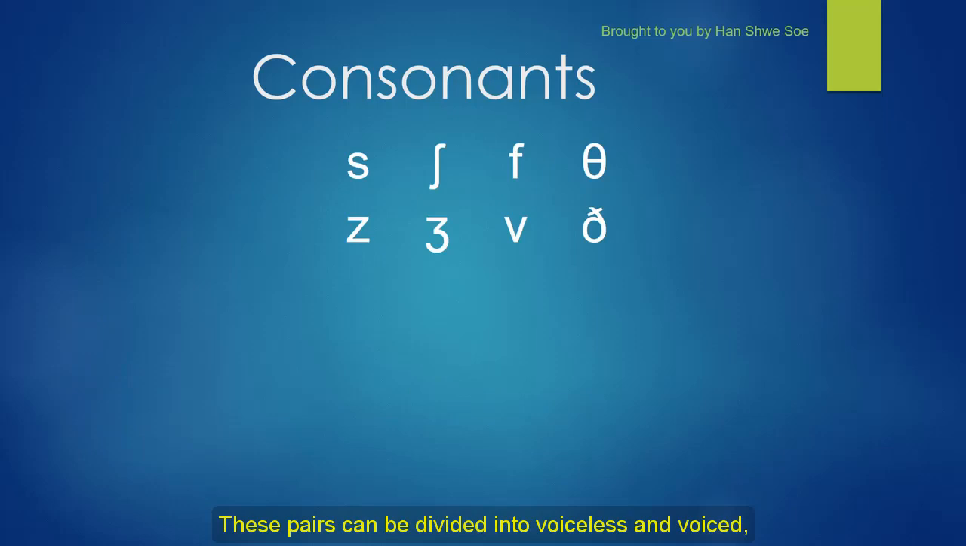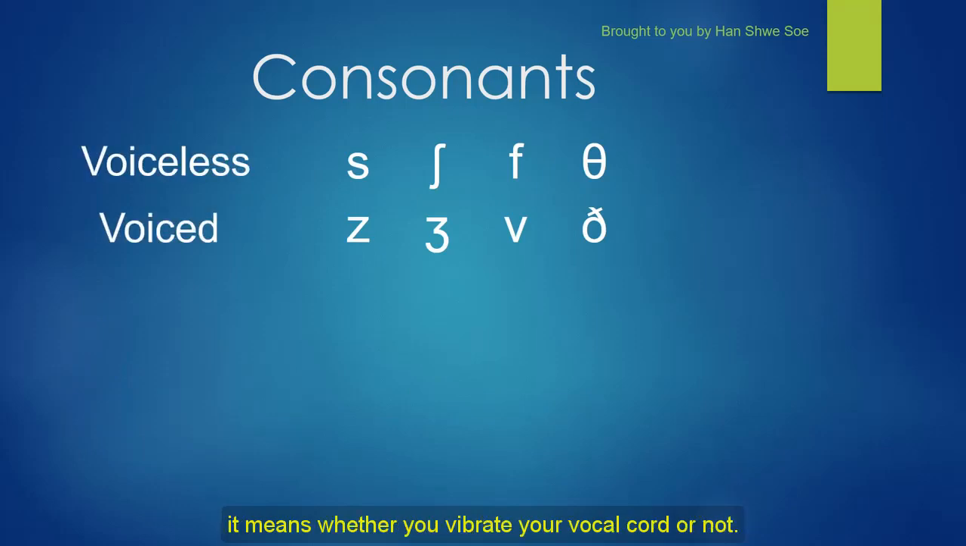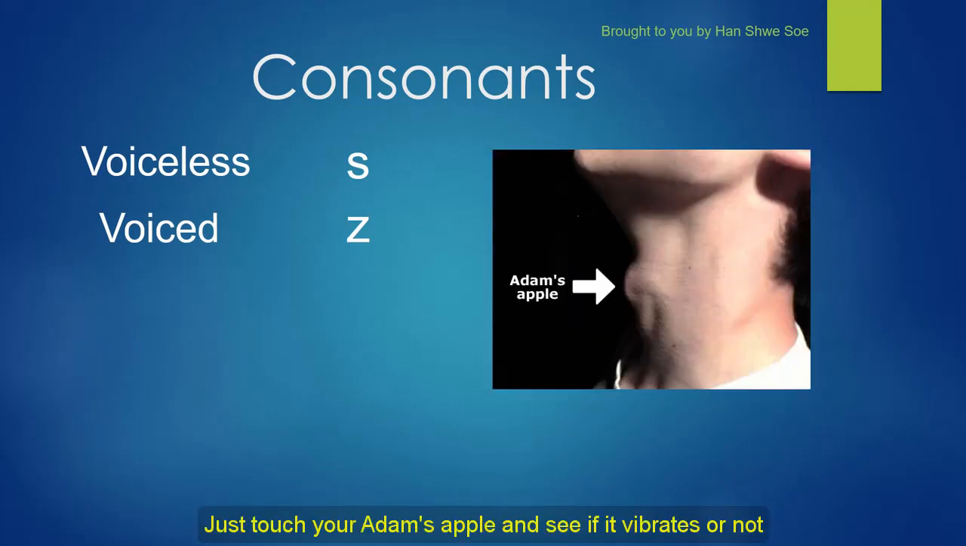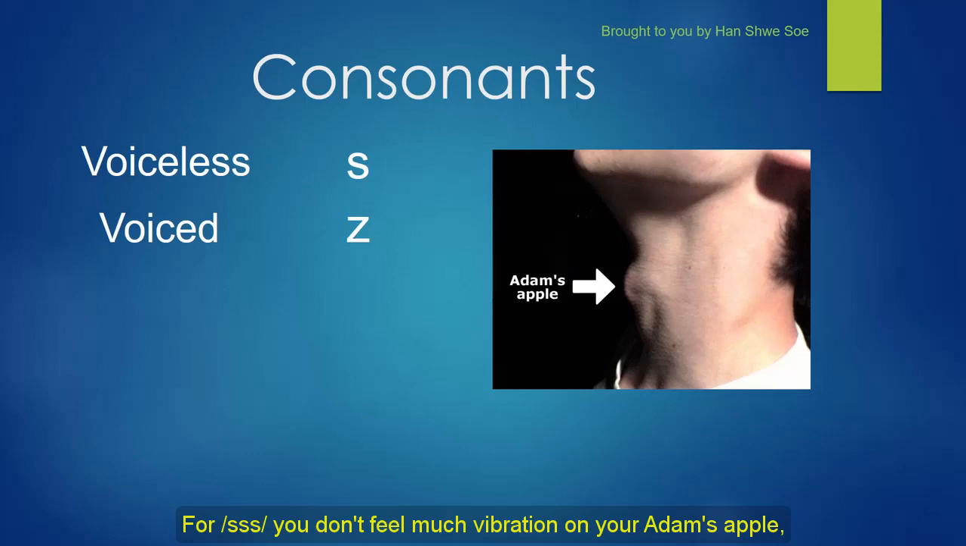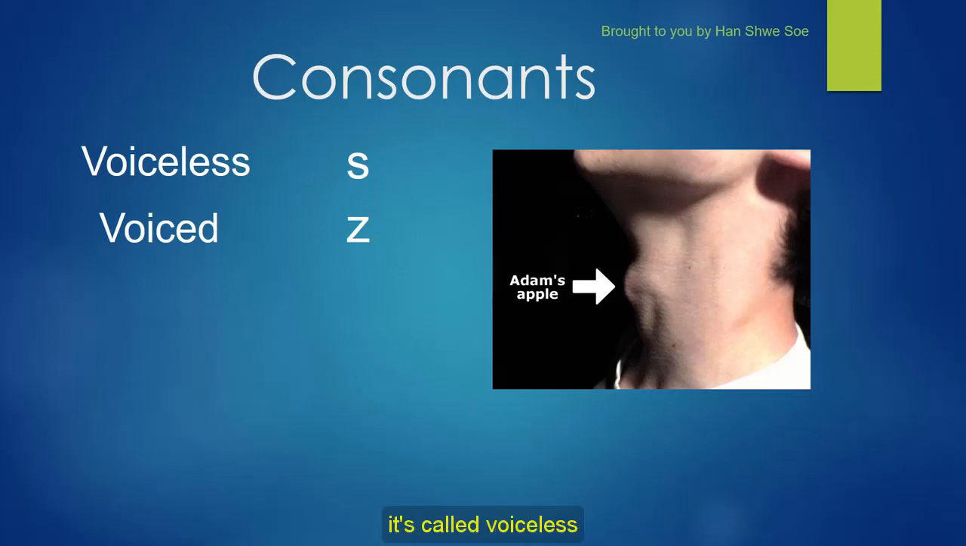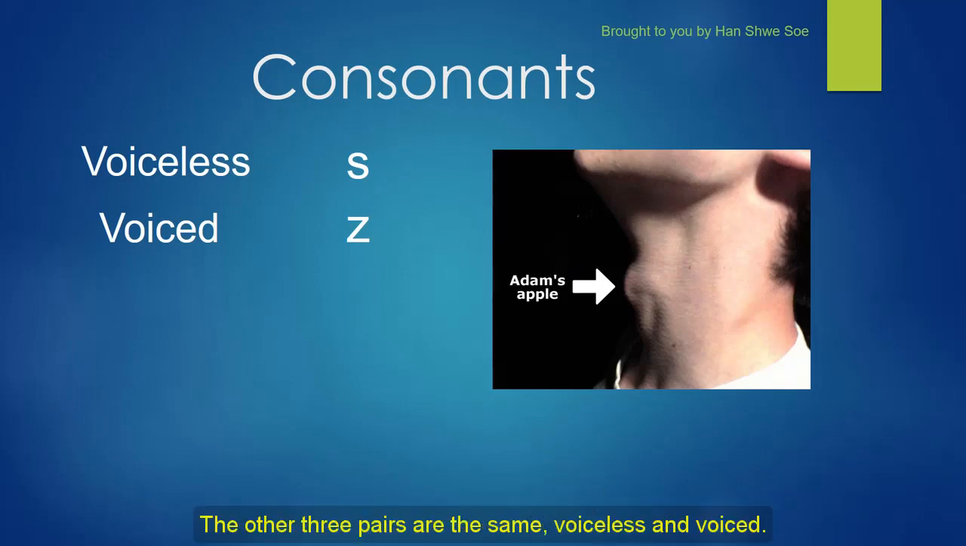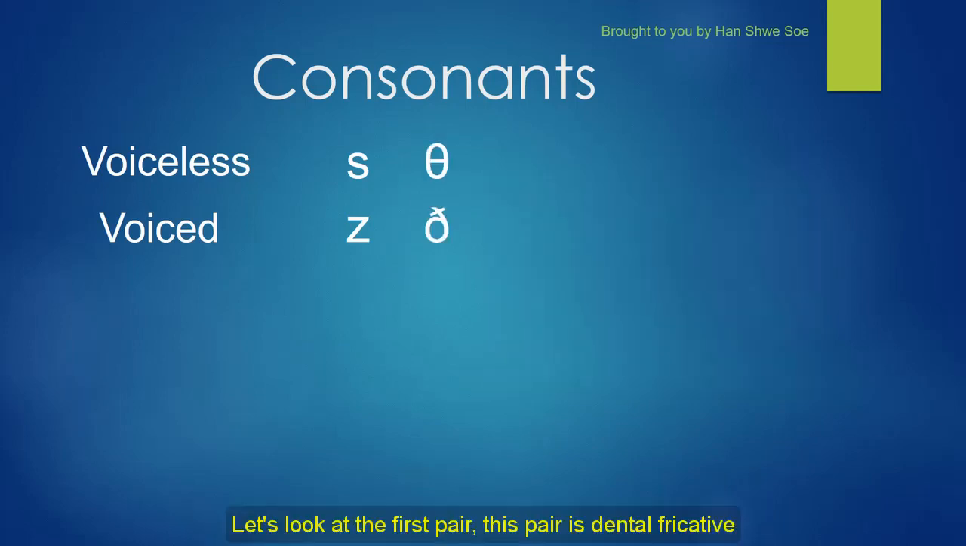These pairs can be divided into voiceless and voiced. It means whether you vibrate your vocal cord or not. Just touch your Adam's apple and see if it vibrates or not when you pronounce s or z. For s, you don't feel much vibration on your Adam's apple. It's called voiceless. But for z, you can feel the vibration and it's called voiced. The other three pairs are the same, voiceless and voiced. Let's look at the first pair.